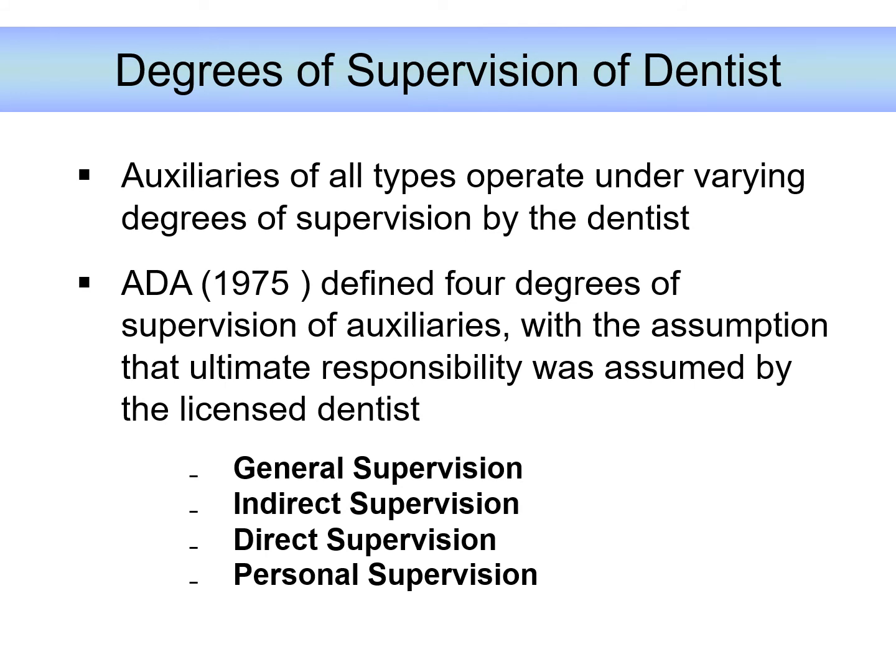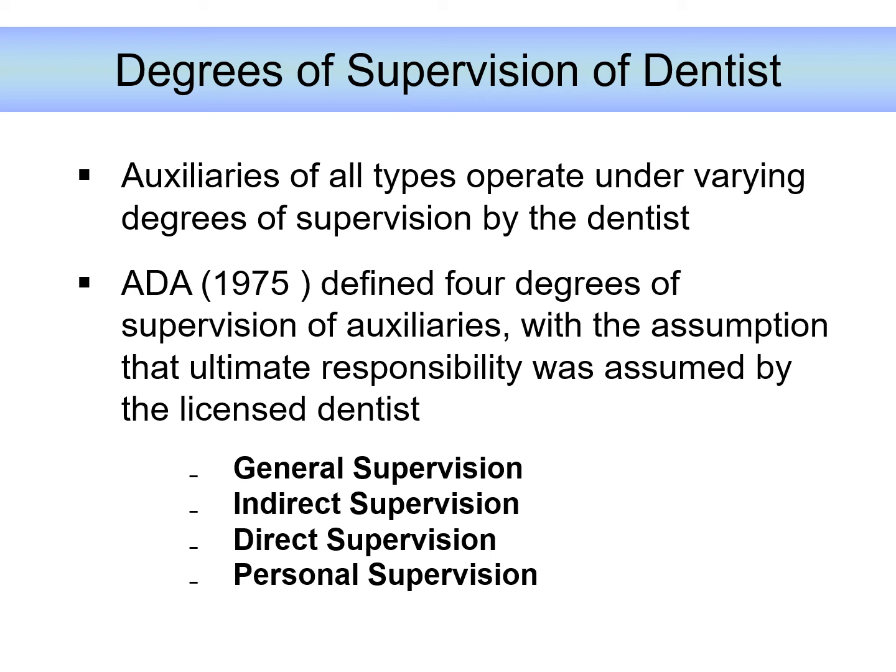Okay, now let us look at the degrees of supervision of a dentist. Even though the dental auxiliaries to a certain extent are independent, we must remember that they are always subjected to the supervision of the dentist. So in 1975, ADA defined 4 degrees of supervision of the auxiliaries, with the assumption that ultimate responsibility must be assumed by the licensed dentist. So there are 4 types of supervision: general supervision, indirect supervision, direct supervision, and personal supervision.